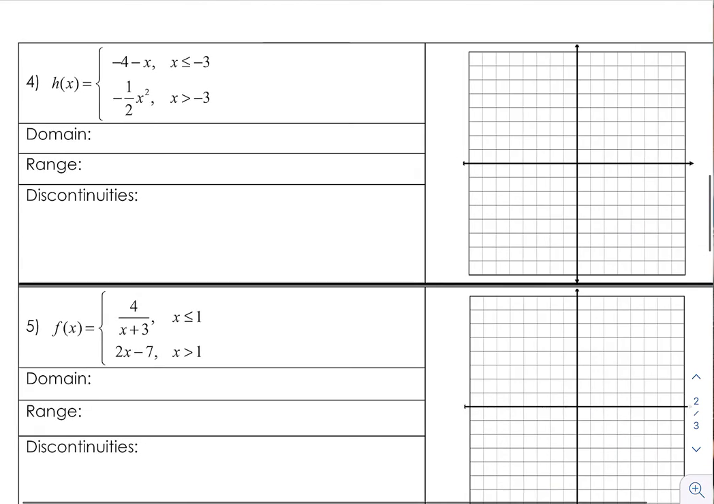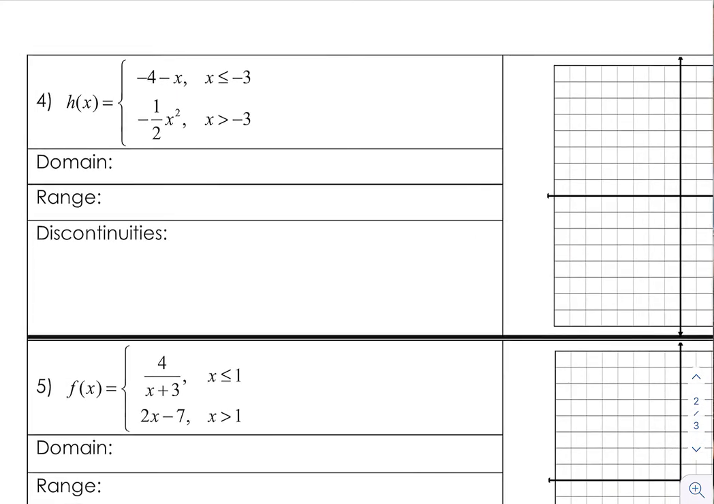So for number 4, our function is h of x is equal to -4 minus x when x is less than or equal to -3, and then -1/2 x squared when x is greater than -3. So we have these 2 sections. Thinking about the shape these sections are going to take on, parent functions: this top function is a linear function, and the bottom is a quadratic. So this will help us clue in what shape we're expecting to see.